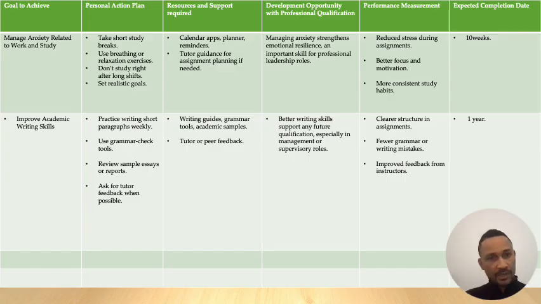And also on this part, I carried on with a few more goals, because I've got quite a few goals to achieve, and one of them is improving my academic writing skills. And then here I've written everything, all the personal action plan.